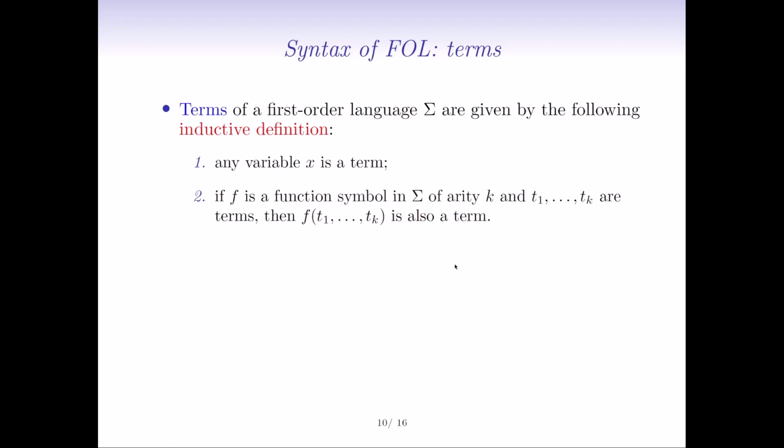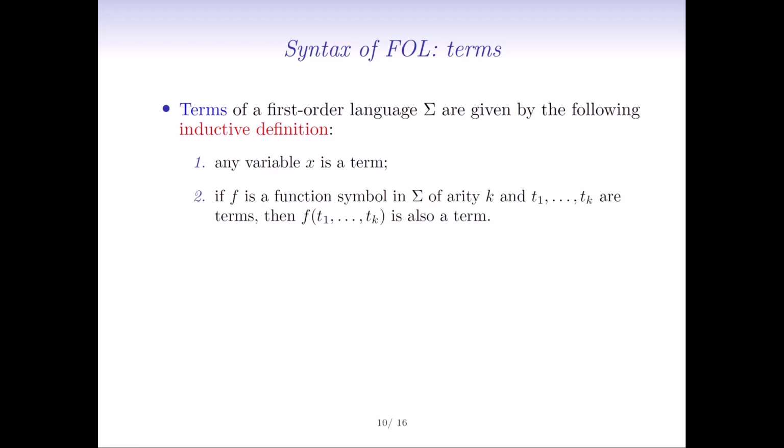And the second rule is: take any function symbol in the language. The function symbol is going to have an arity, which is, let's say, k. Now, supposing that I have terms t1 up to tk, so I've got k terms, then the function symbol applied to those k terms is a term as well. So in other words, if I've already constructed k smaller terms, then f applied to those terms is a term as well. For example, if f has arity 1, then f of x is a term, because the variable x is a term, so f of x is also a term by this definition.